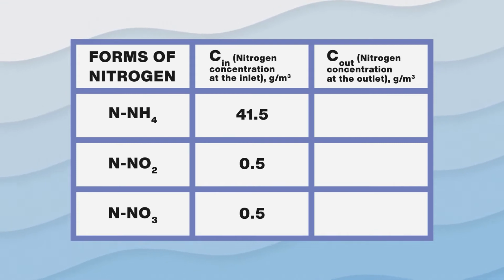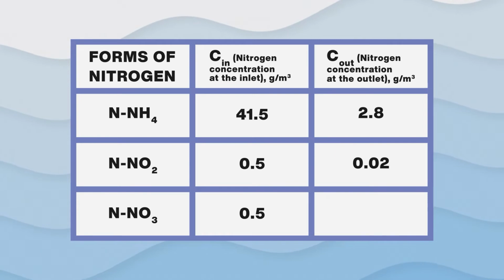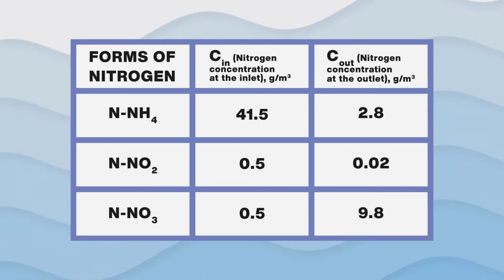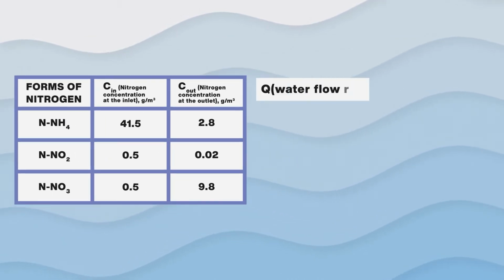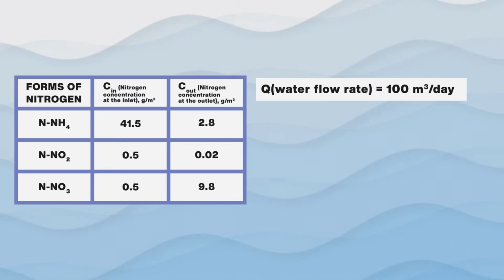Are you keeping up, Miss Doolittle? Yes. Okay, I'll dictate. 2.8 grams per cubic meter, 0.02 grams per cubic meter, and 9.8 grams per cubic meter. Additionally, the water flow rate in the constructed wetland is 100 cubic meters per day.